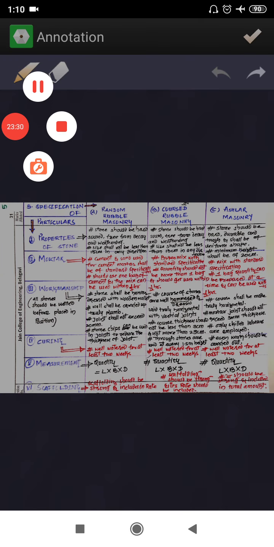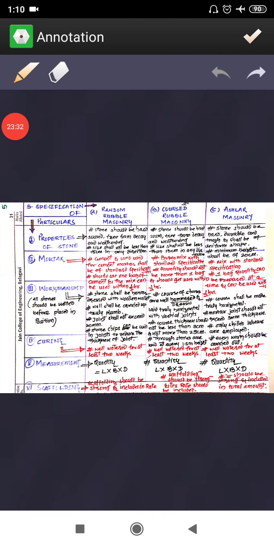But when you are going for the sequences, I'll be having very few sequences here. The first sequence is about the properties of stone. You should know the properties of stone. And here the first one, if you enlarge this and if you see: the stone should be hard, sound, free from decay and weathering effect, and size shall not be less than 15 centimeter in any direction. Now see, this is same for all three. It will be very easy to write if you remember one work specification. Then you can easily write for all three kinds of stone masonry work.